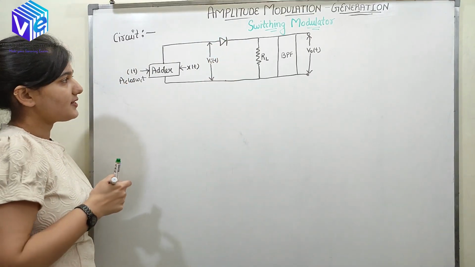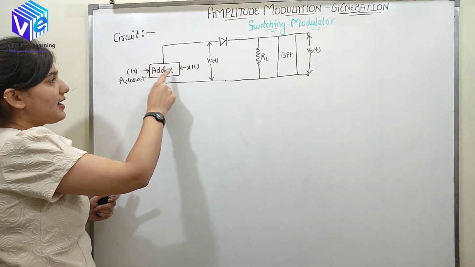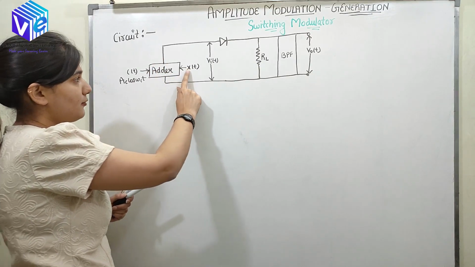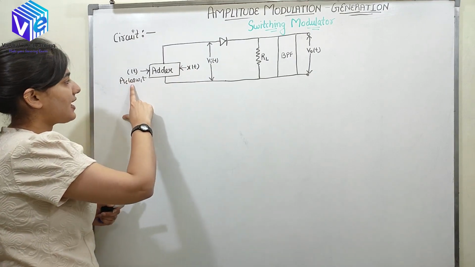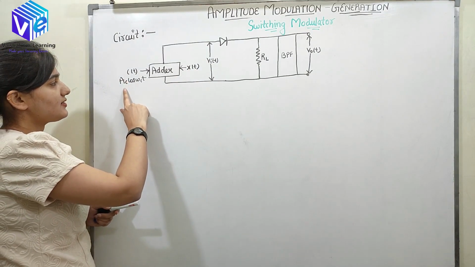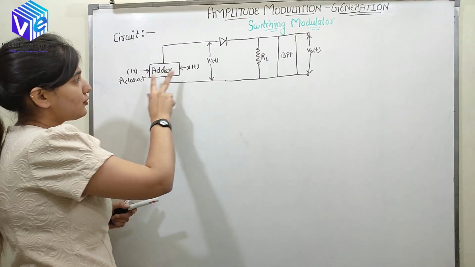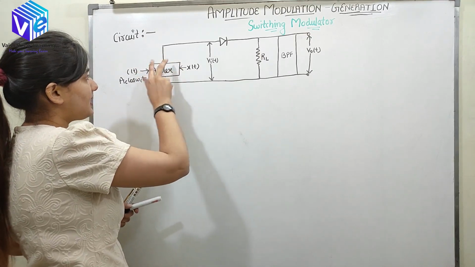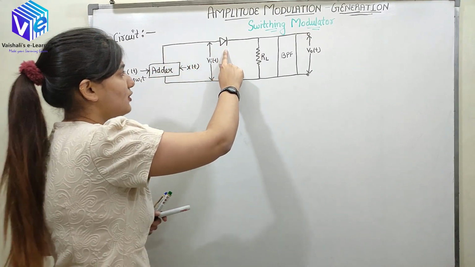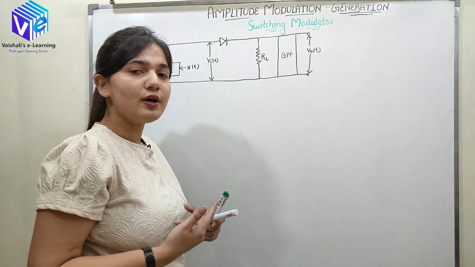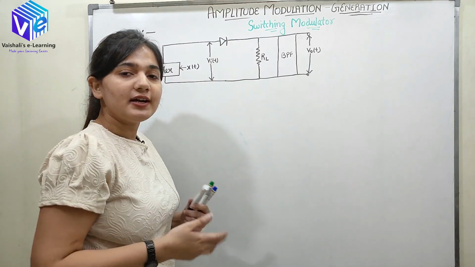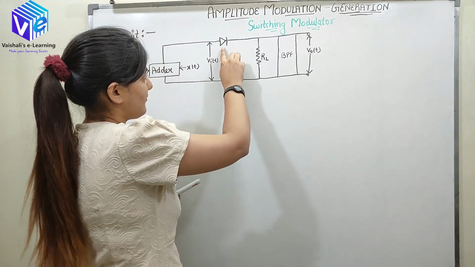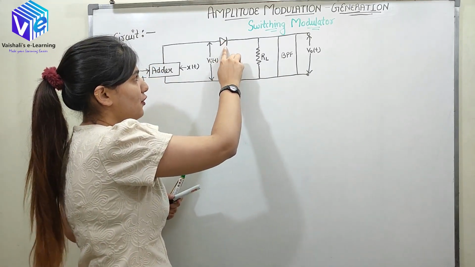So now this is my circuit. Here I have an adder. The adder is adding the input signal x(t), which is my information or message signal, to the carrier signal, which is Ac cos(omega_c t). After the addition, this combined signal goes to a diode. The diode is a non-linear element. I already told you that every generating device would have a non-linear device. So the diode is here, the non-linear device.